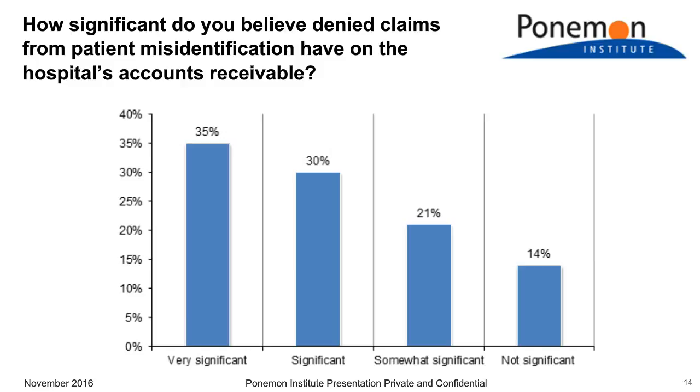How significant do you believe denied claims for patient misidentification have on the hospital's accounts receivable? We just talked a little bit about this, but 65% say very significant or significant. Not significant is only 14%. So these people are probably drinking wine as they were doing the survey, because I think it's pretty clear it should have, and it does have a very significant impact. I think most accounting and financial people know that as a fact.